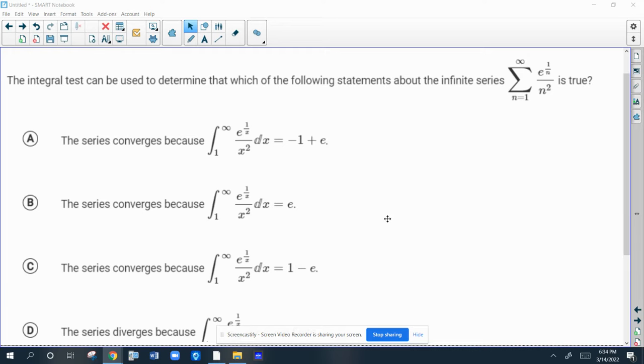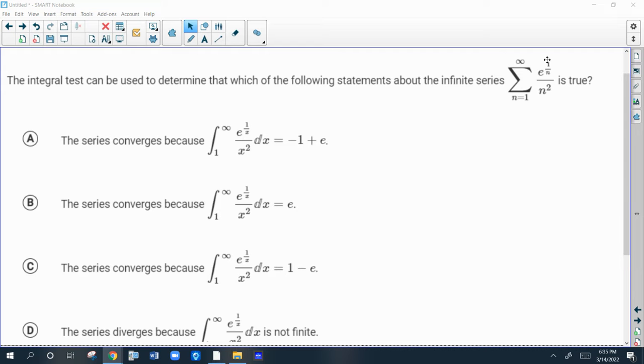All right, so we're going to use the integral test to determine what's true about this series. So it's asking if it converges or diverges, and it's really asking for the reason. So we're going to use the integral test here. This is in terms of n.